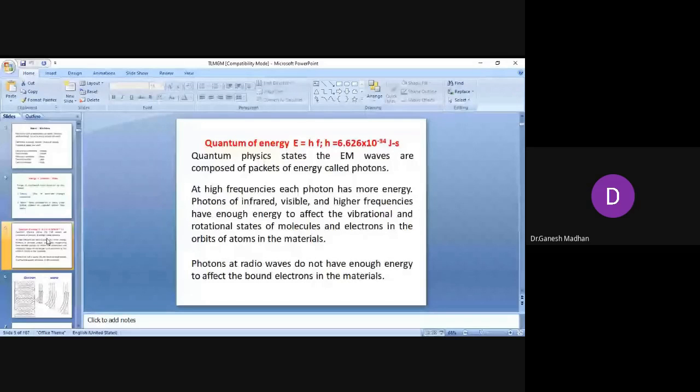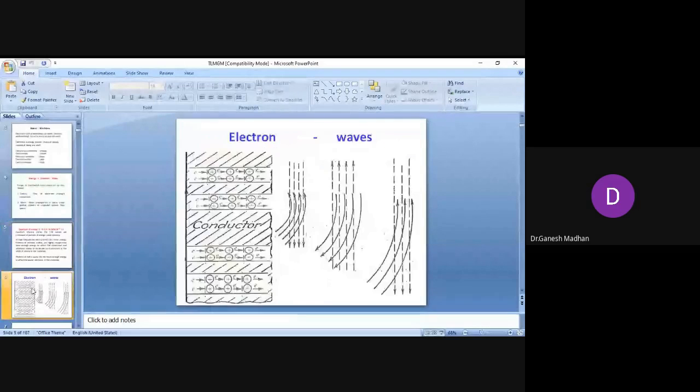So now I am going to slide number 6. So is it visible? Yes, sir. So here I am trying to show the electrons, right, in a conductor, right, and then how it behaves as a wave.